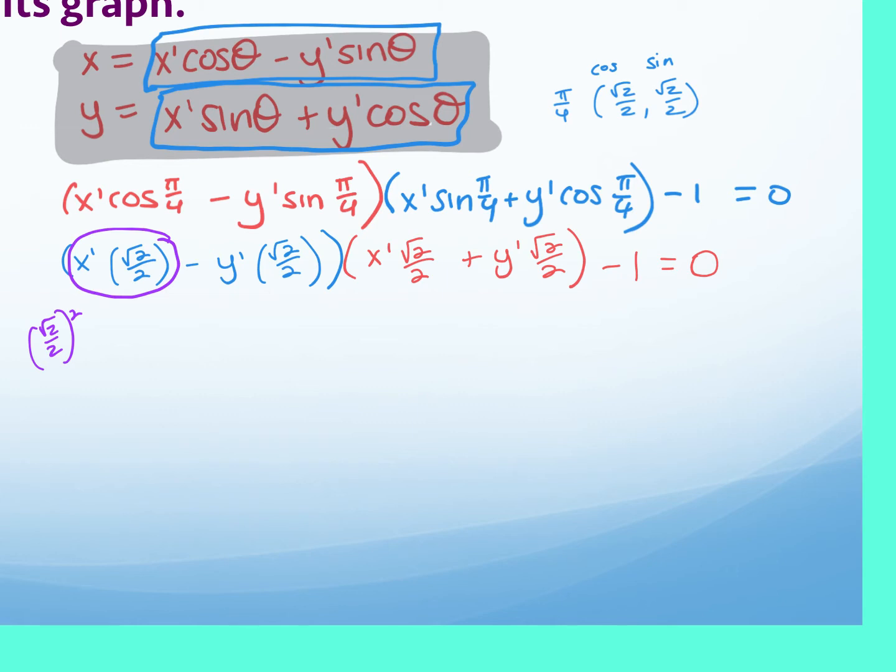What's the square of the square root of 2? This would be 1/2, right? This would be 2 over 4, which is 1/2. So it's 1/2 x prime squared. Can't forget to square that.